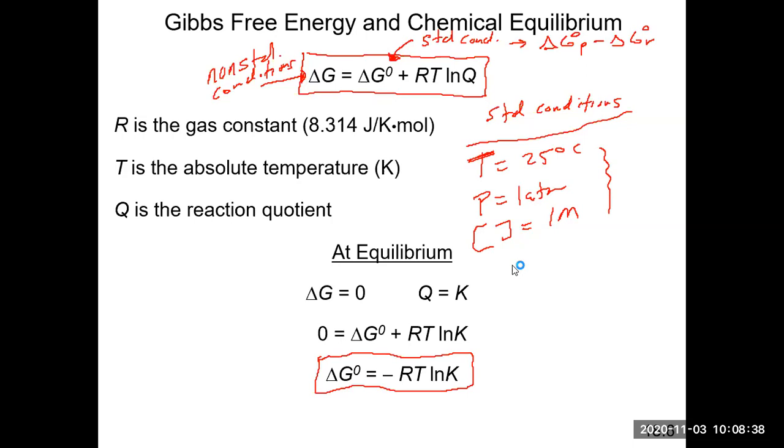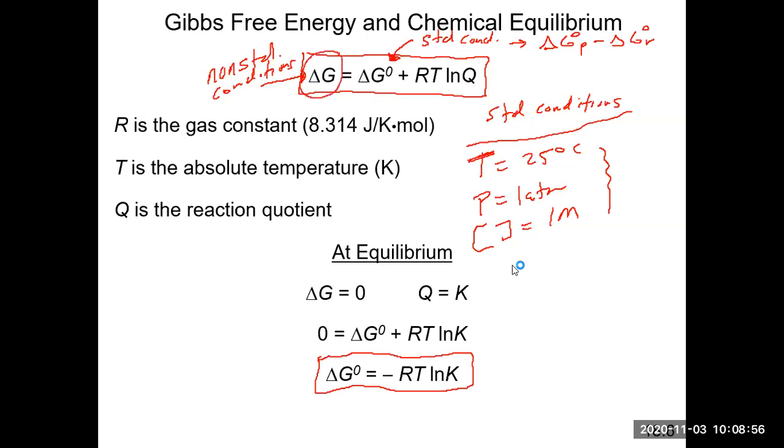And if something is not one of those things, so perhaps the concentrations aren't all 1 molar, or maybe the pressure, if you're dealing with a gas, is not 1 atmosphere, maybe the temperature is not 25 degrees Celsius, it will affect the delta G value, and that's what we get here.